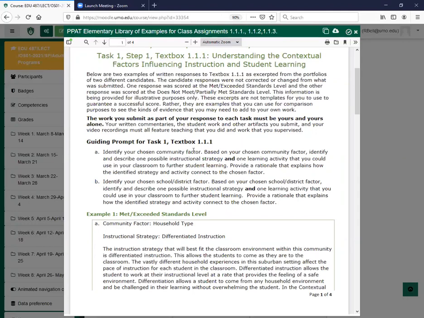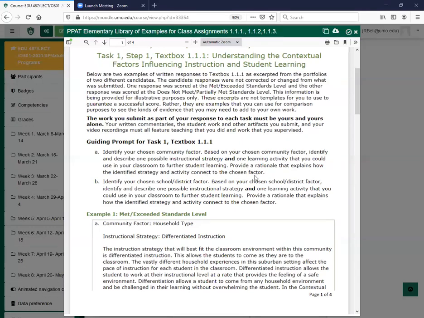Identify your chosen community factor, and based on your chosen community factor, identify and describe one possible instructional strategy and one learning activity that you could use in your classroom to further student learning. Provide a rationale, a reason that explains how the identified strategy and activity connect to the chosen factor.